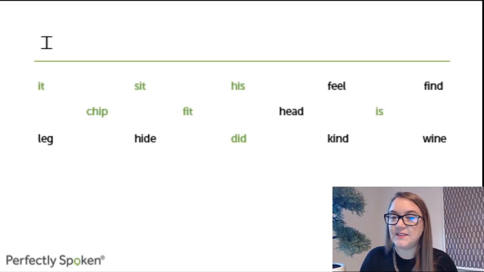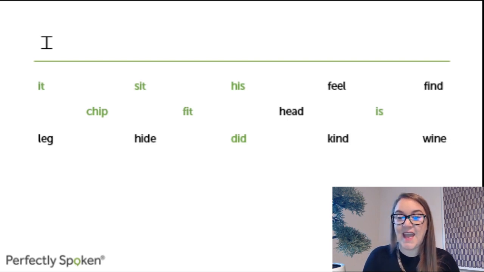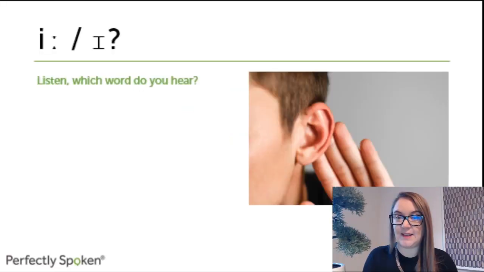Okay, let's check. It, sit, his, chip, fit, is, and did. Excellent. Okay, time to practice. We're going to have a look at two lists. The first list has that long sound, the E sound. The second list has a very short I. I want you to look at the two words and tell me which word you hear me saying. So listen, which word do you hear?